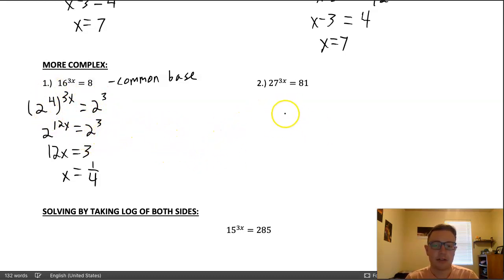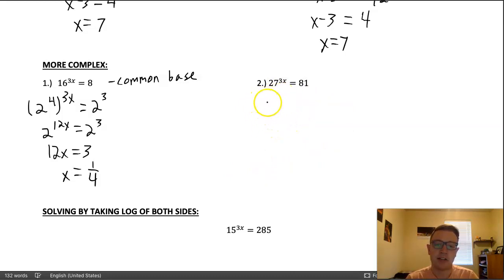Why don't you all try doing problem 2? We have 27 to the 3x is equal to 81. How do we approach this? Well, we try to get 27 and 81 into their most basic bases.